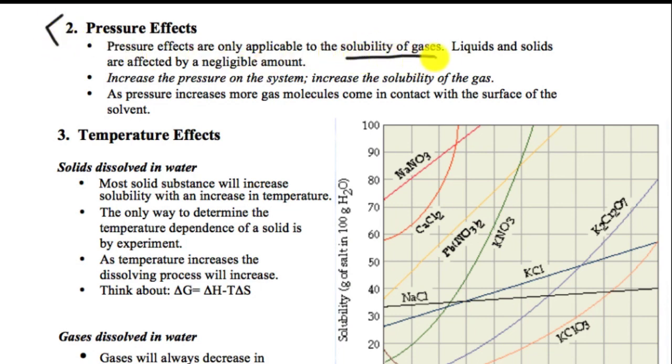So when a gas is dissolved in water, the increase in pressure on the system increases the solubility. Think about a can of pop. Simply think of a can of pop. The can of pop is closed, it's under high pressure, and your carbonation stays in it. As soon as you crack open the pop, and it makes that popping sound and it releases the gas, then the gases inside are going to come out.